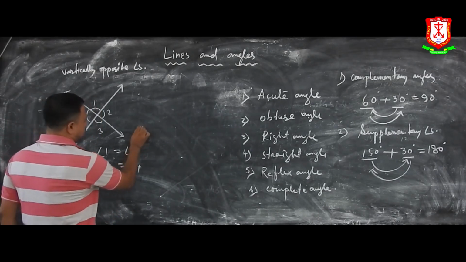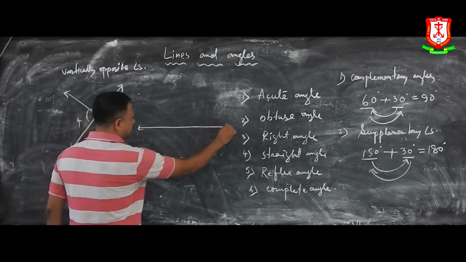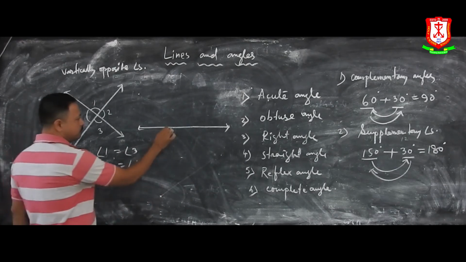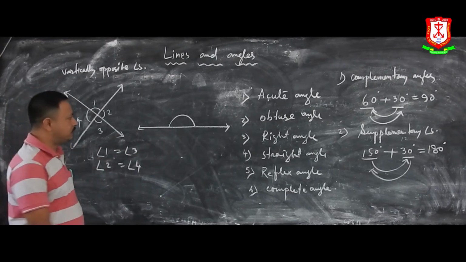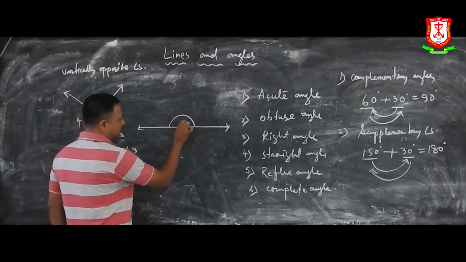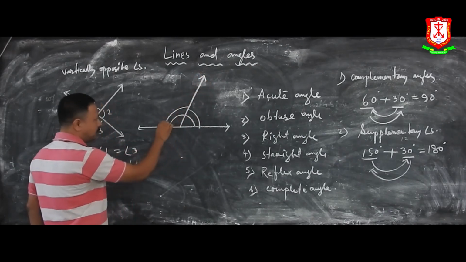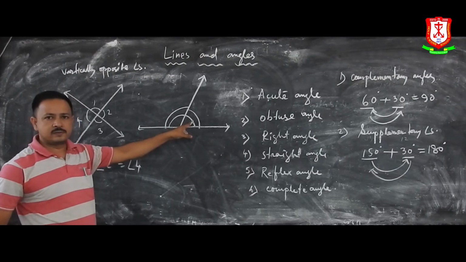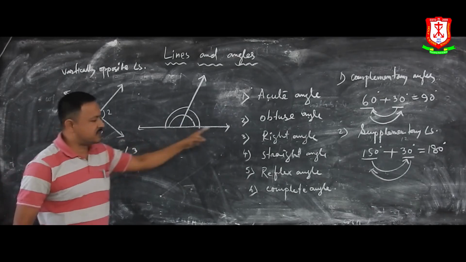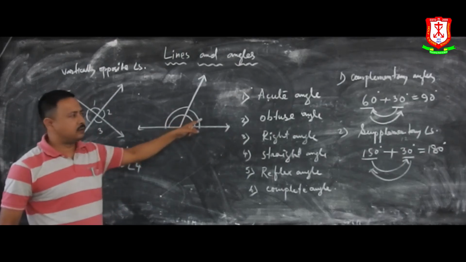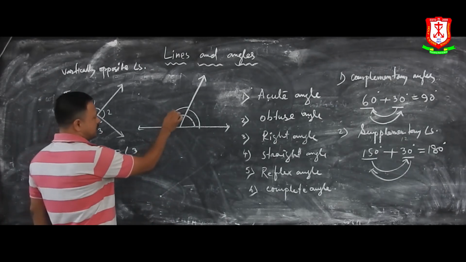Now, this is a straight line. A straight line forms a straight angle, means 180 degree. Now, see here two angles are there. The sum of these two angles is 180 because the sum of these two angles forms a straight line, means a straight angle. So the sum of these two is equal to 180, a straight angle.